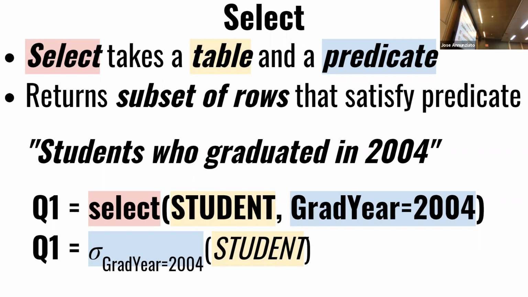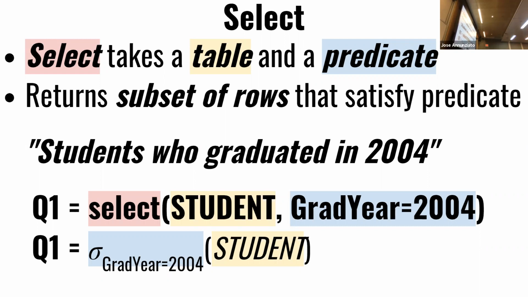That means that I am filtering vertically. If I think of records as a stack of rows, and there's thousands of records, well, I might not want all of them, so I filter them by this predicate. So out of those 40,000 students, I might end up with just 2,000 that graduated in 2004. So that's the select.